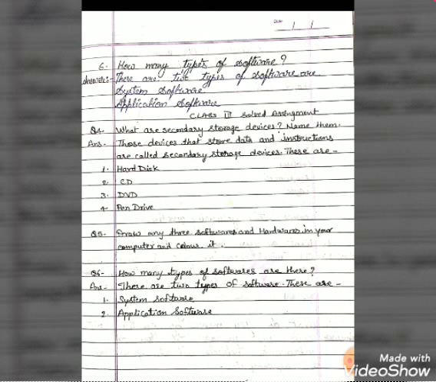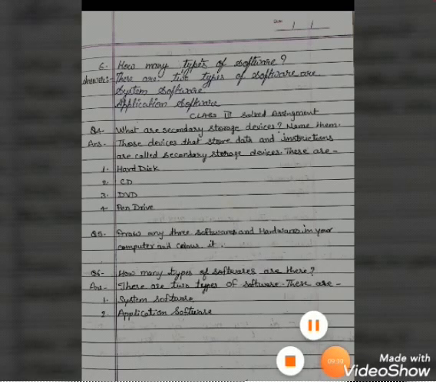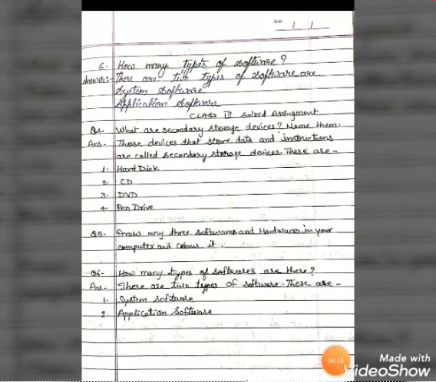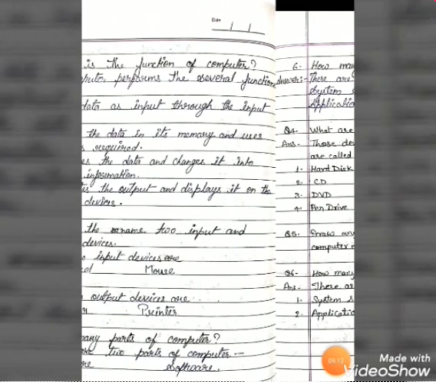Now it's time for your assignment. You can see on your screen, the assignment to solve is given over here. What are secondary storage devices? Name them. Those devices that store data and instructions are called secondary storage devices. These are hard disk, CD, DVD and pen drive. They are secondary storage devices.